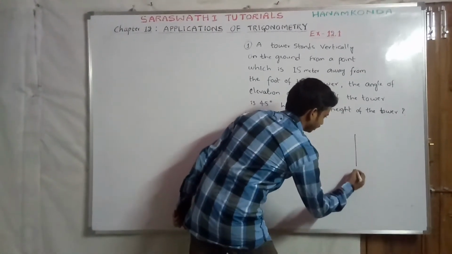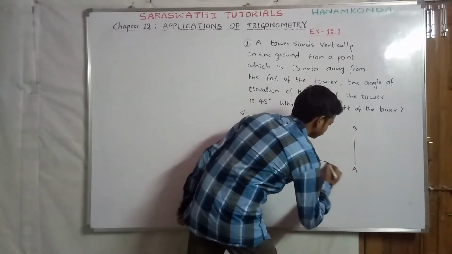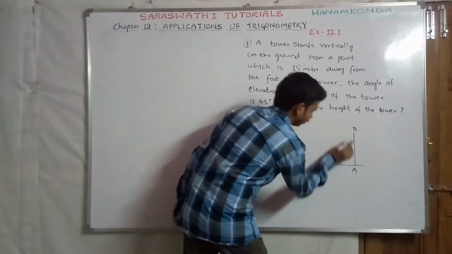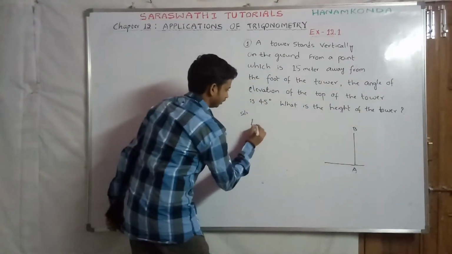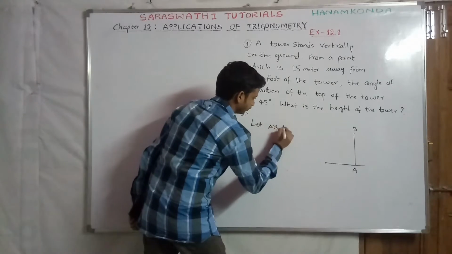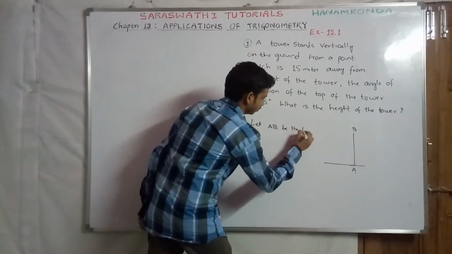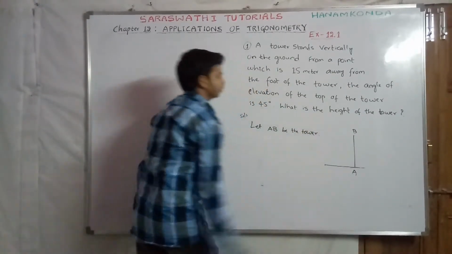So let us suppose we take AB as a tower. So this is the ground level. A tower AB stands vertically on the ground. So let AB be the tower.